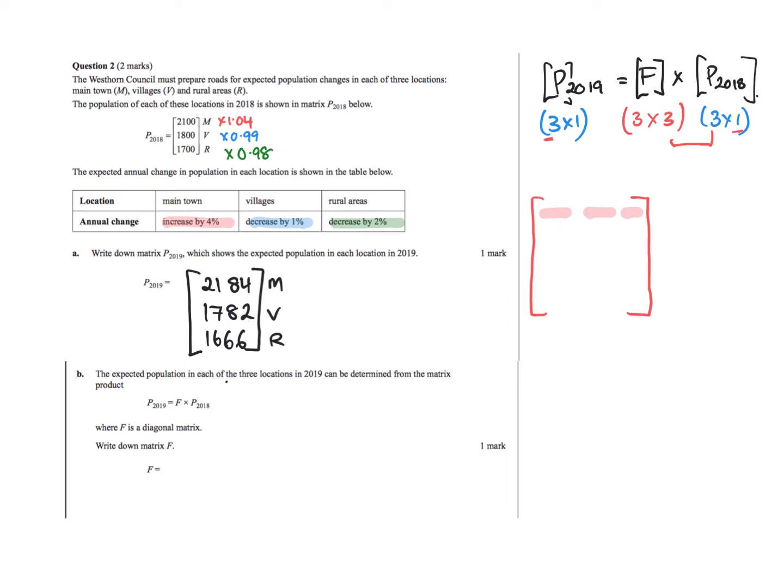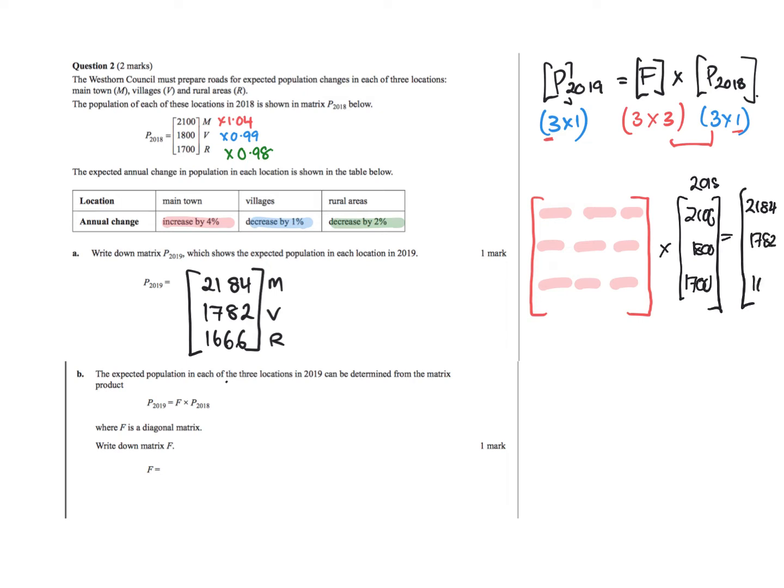So we're going to have these 9 answers, and what it's going to be multiplied with is the 2018 one. So we're going to multiply that with the 2100, the 1800, and the 1700. And what it's going to produce is the answer we just found before, 2184, 1782, and 166.